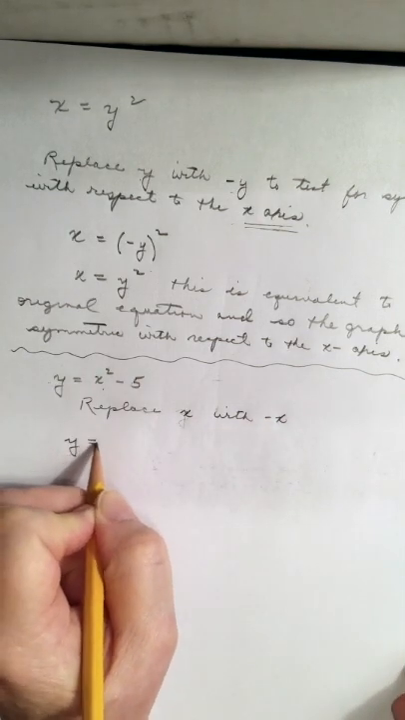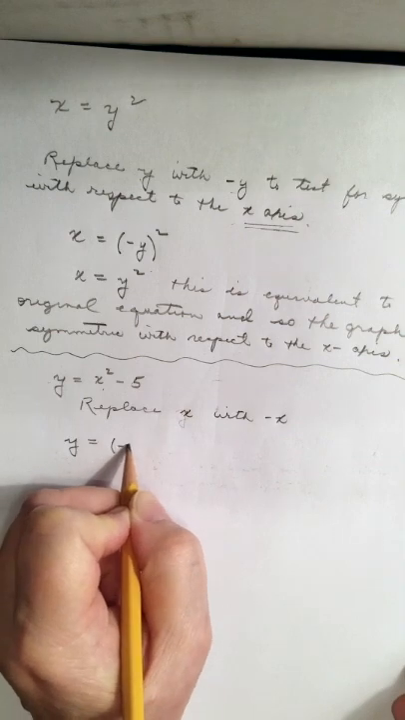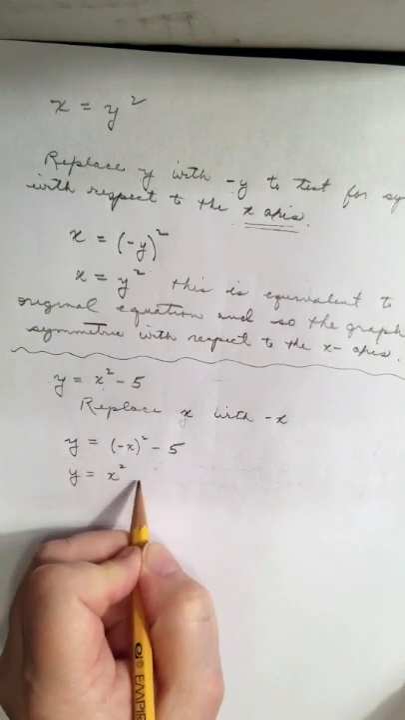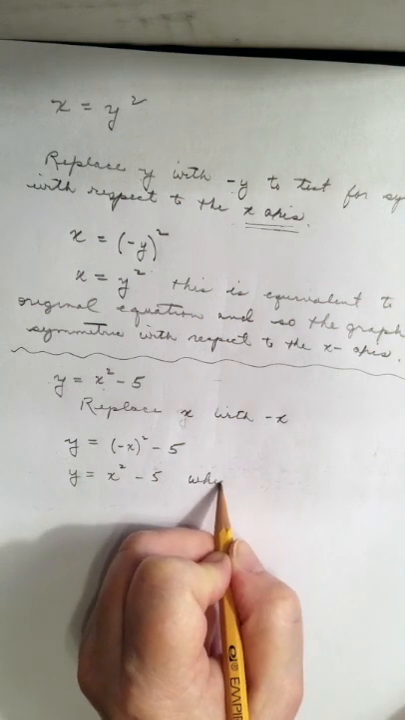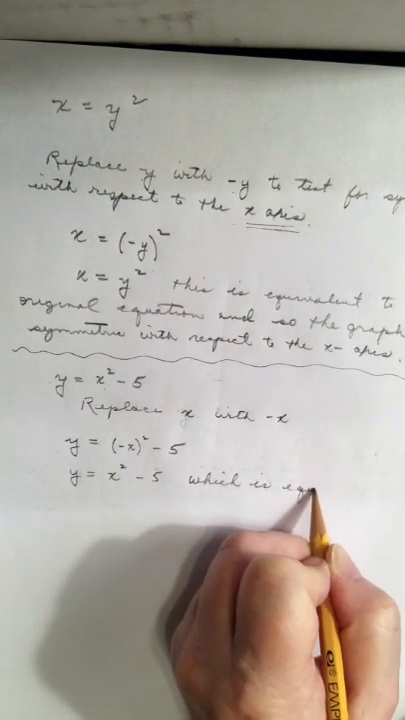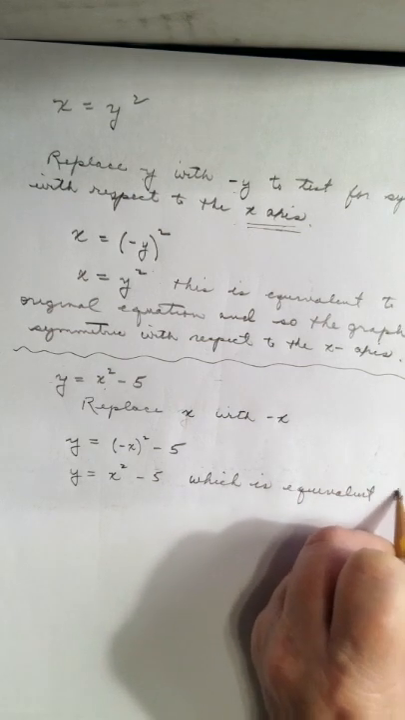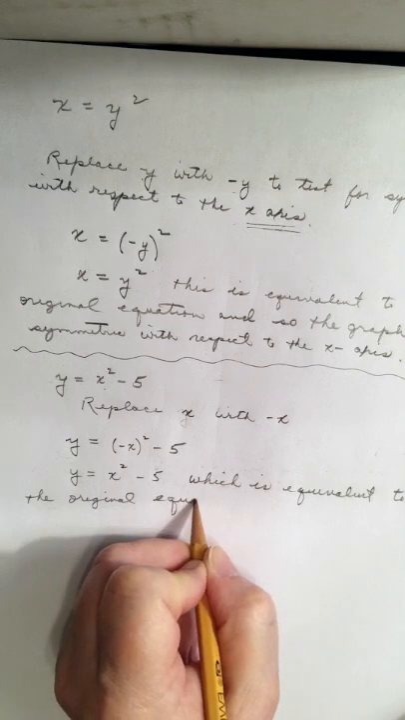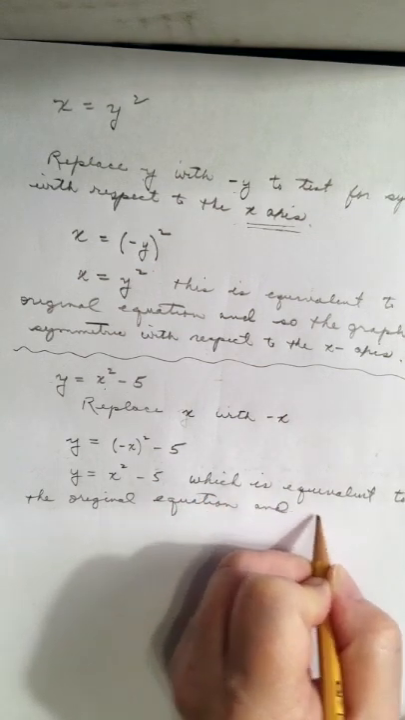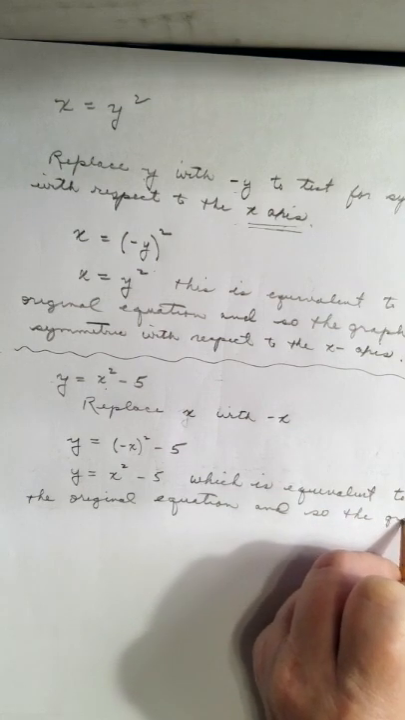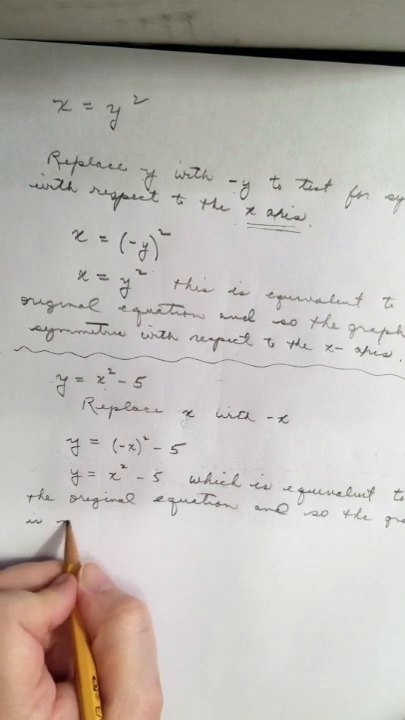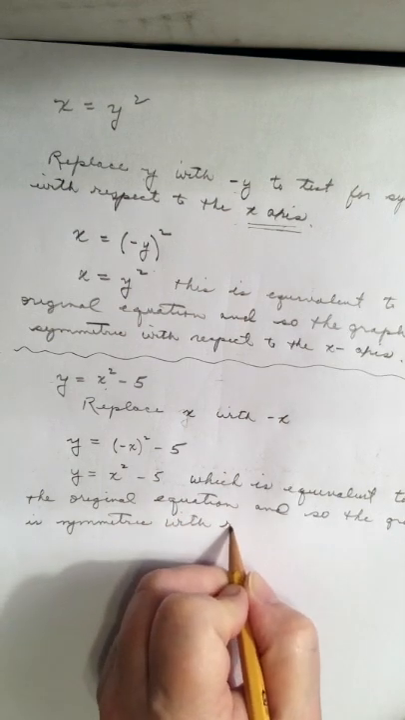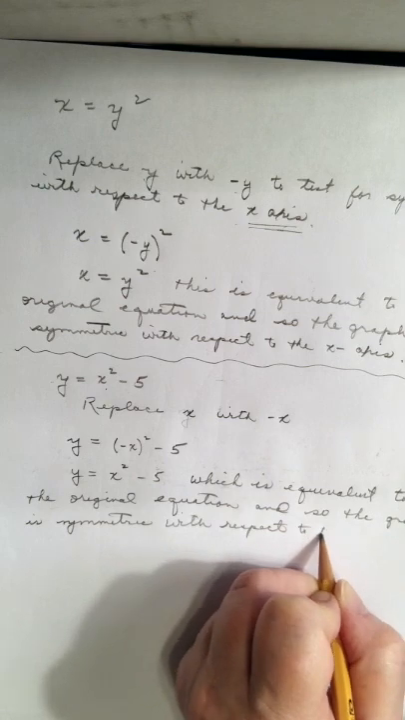And so we'll have y equals negative x quantity squared minus 5. And if we simplify that, we get y equals x squared minus 5, which is equivalent to the original equation. And so the graph is symmetric with respect to the y-axis.